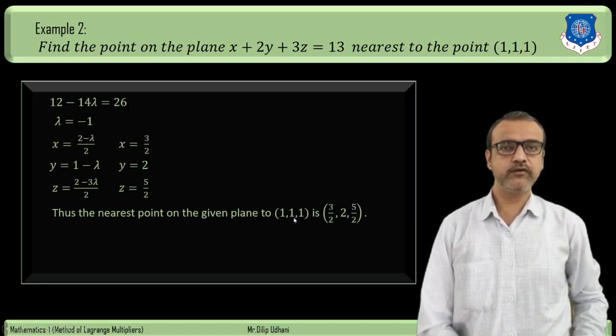So this was all about example number 2. So in this lecture we have discussed the Lagrange method, in which we discussed how to find the maximum or minimum value of a given function subject to a given condition, and 2 examples related to this topic.